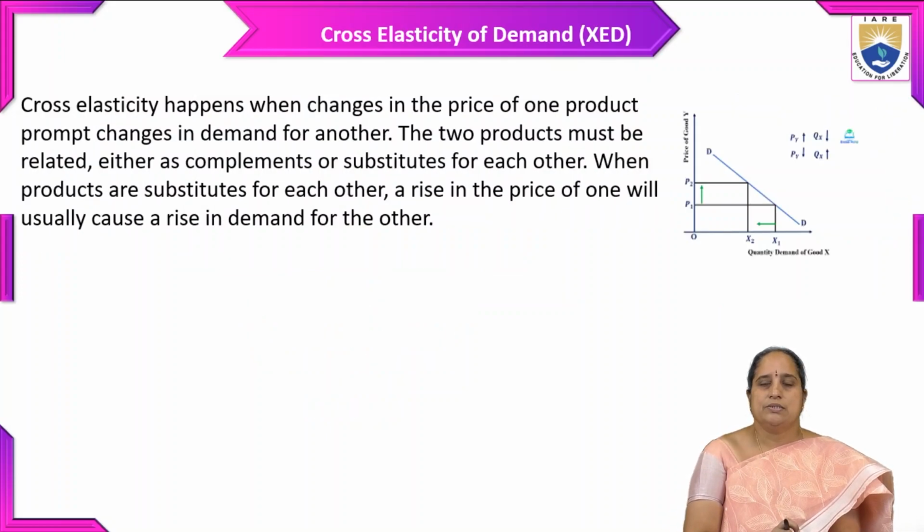The next is cross elasticity of demand. Cross elasticity happens when changes in the price of one product prompt changes in demand for another. The two products must be related either as complements or substitutes for each other. When products are substitutes for each other, a rise in the price of one will usually cause a rise in demand for the other. So again, it depends on whether they are complementary or substitute goods. That type of elasticity of demand is known as cross elasticity of demand.